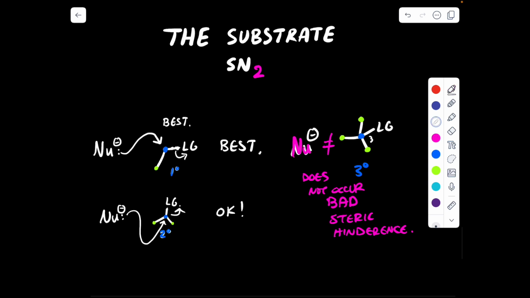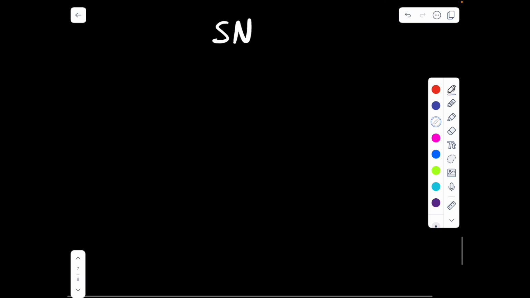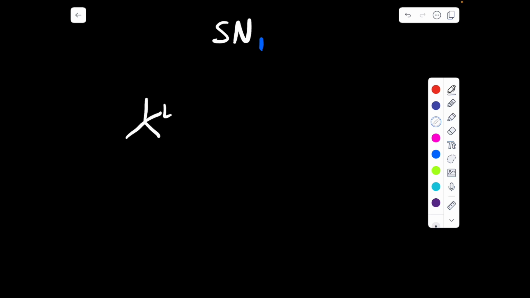So for an SN2 reaction, the best case is the substrate is 1°. Second best would be 2°. Whereas the substrate for an SN1 reaction, it's a little bit of a different argument. The substrate for an SN1, we want to be 3°. So we want this carbon with the leaving group to be 3°.